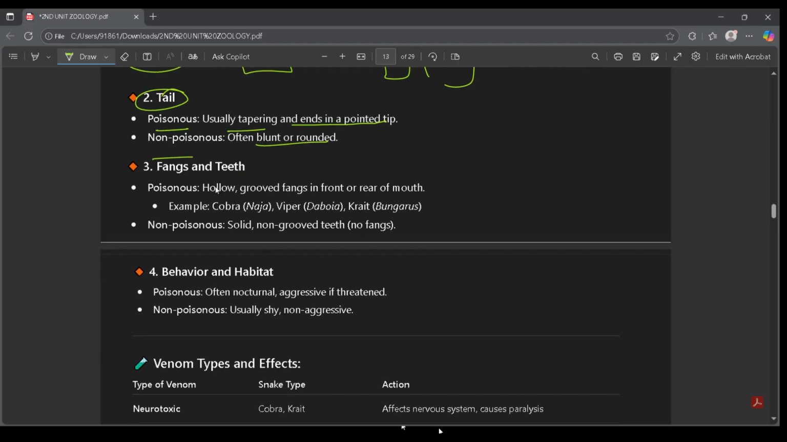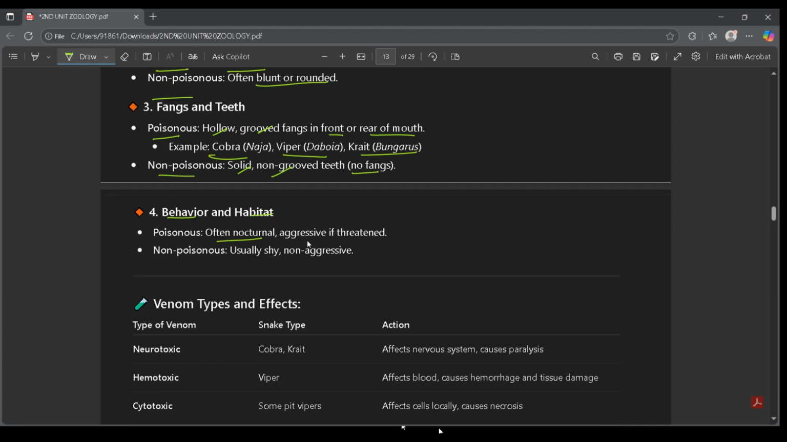Number three being fangs and teeth. Poisonous generally have hollow or grooved fangs in the front or rear of their mouth. Examples being cobras, vipers, and kraits. Non-poisonous have solid non-grooved teeth, no fangs here. Number four being behavior and habitat. Poisonous are often nocturnal, aggressive if threatened. Non-poisonous usually are shy and non-aggressive.